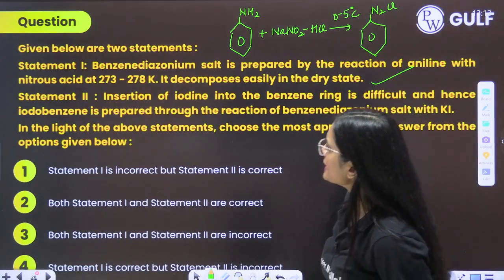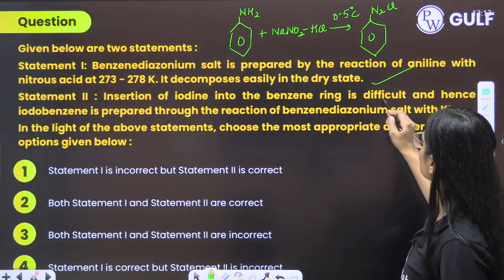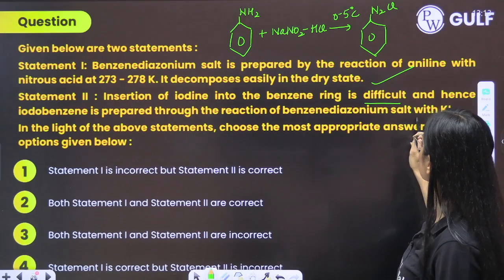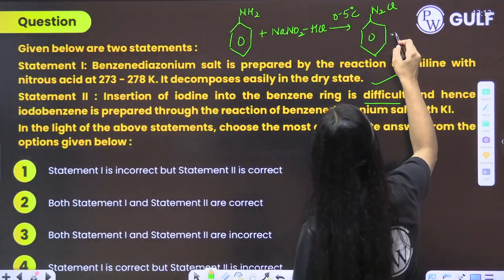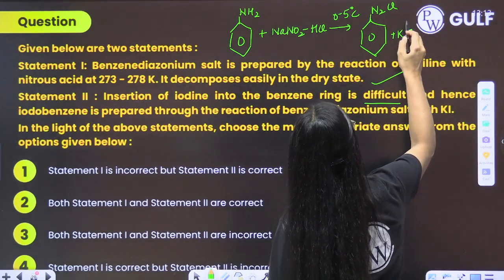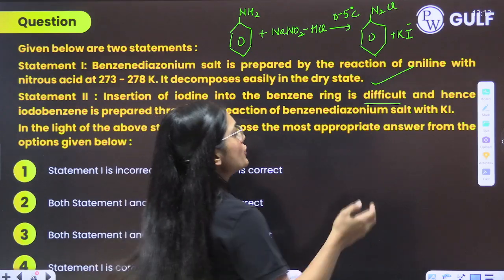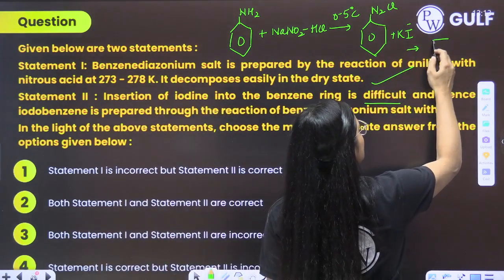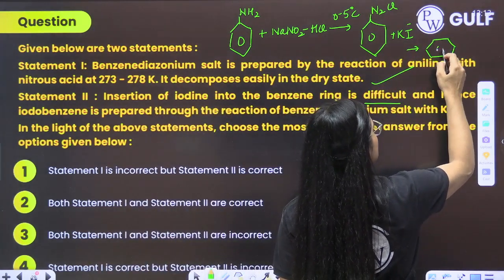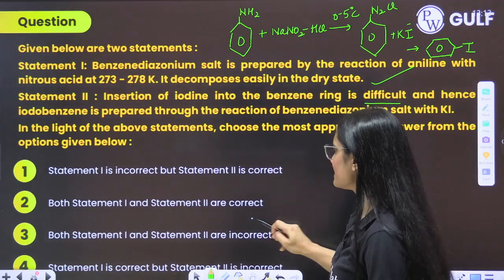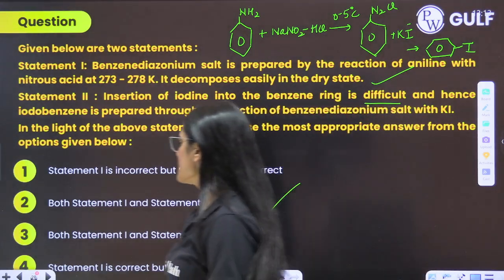Statement 2 says insertion of iodine into benzene is difficult and hence iodobenzene is prepared through the reaction of benzene diazonium salt with KI. This is also true. We carry out this reaction with KI because I- is the nucleophile and diazonium wants a nucleophile. So it forms iodobenzene. So both the statements are true here. Statement 1 is true, both the statements are correct. Next one.